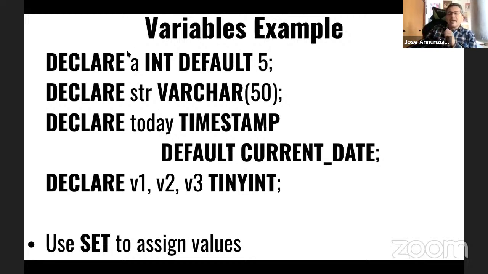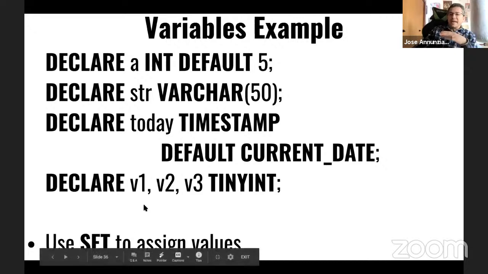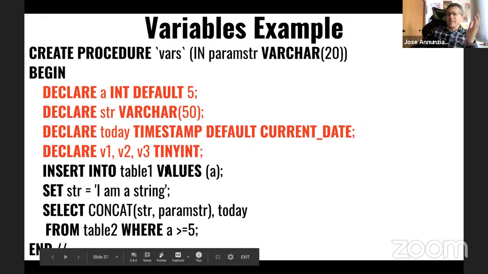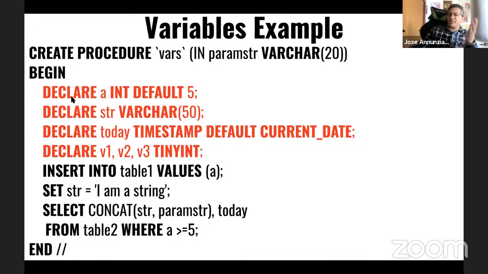We can declare integers, varchars, timestamps, right, to have some default current date or current date time, right? Or you can declare several variables, one after another, of the same data type by using commas: v1, comma, v2, comma, v3. And then to change that value over time, you can use the keyword set. Okay. So here's an example of declaring several variables, just like we did for the assignments, right? Declaring them at the top of the begin, before we go in and start inserting or updating or selecting or reading data from the database.